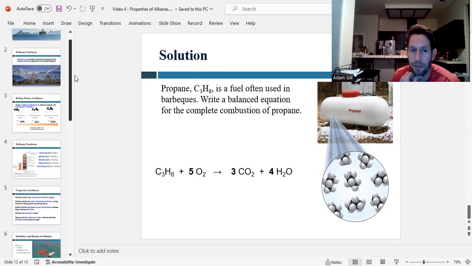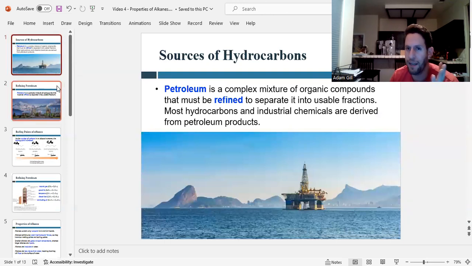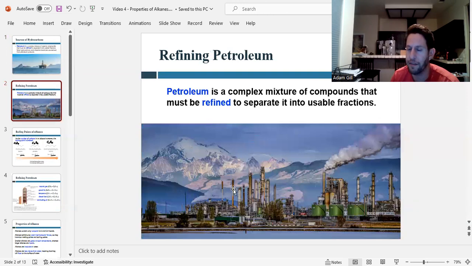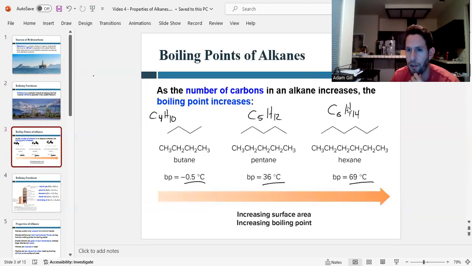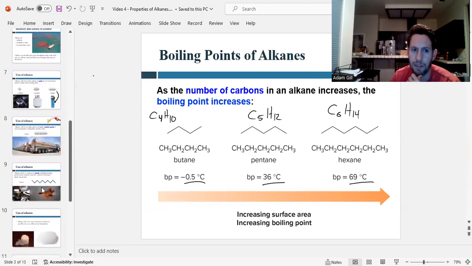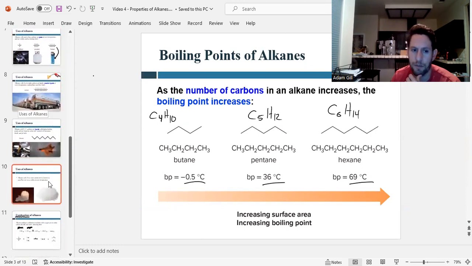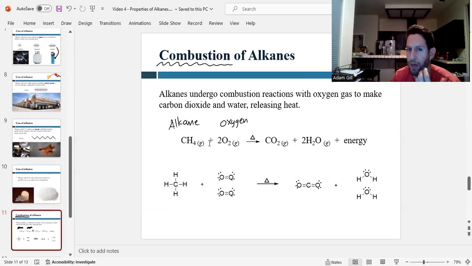So to recap this video, we obtain hydrocarbons from petroleum oil. We refine it in oil refineries where we separate it by boiling point. Larger hydrocarbons have higher boiling points. Smaller hydrocarbons have lower boiling points. And the thing we most commonly use all hydrocarbons for is combustion, where we set them on fire. And in a combustion reaction, an alkane reacts with oxygen to produce carbon dioxide, water, and energy.